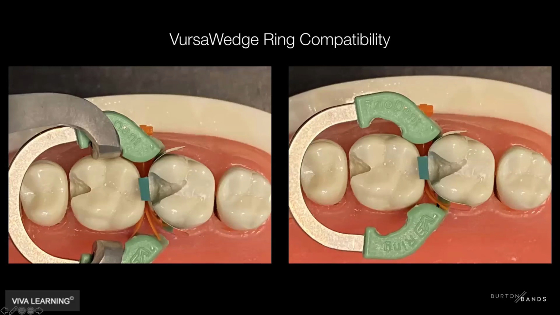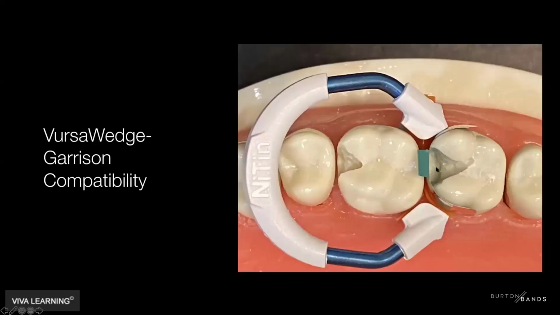And it's great for cuspal cases. If you had a cusp fracture right here in this area, we all know what happens when we put a ring on that: it just dents it. You can place a VersaWedge and carefully slip your ring right on that little thin piece of tooth over the VersaWedge and stabilize it while you're building it up. And you don't have to do a two-step process anymore to build a wall over here and then put your ring on. And it's also compatible with Garrison.